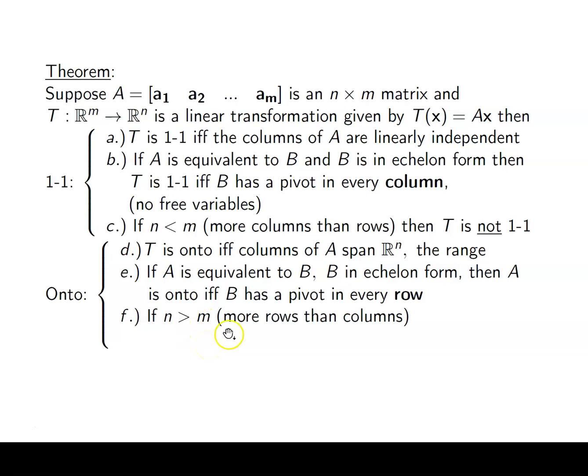The last one is that if the number of columns is more than the number of rows... Oops, looks like this should be switched around. Sorry, guys. Oh no, I did that right. Apologies. This is columns, so n is the number of rows. So if I have more rows than I do columns, then T is not onto. Sorry. So if I have like 10 rows but only 2 columns, it's not going to work. So that's a couple of ways to check for one-to-oneness and whether or not something is onto.